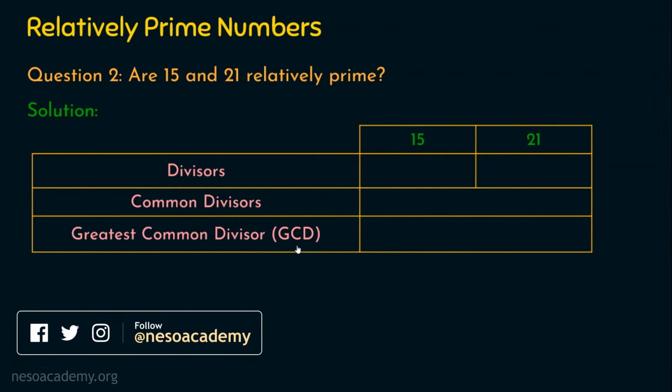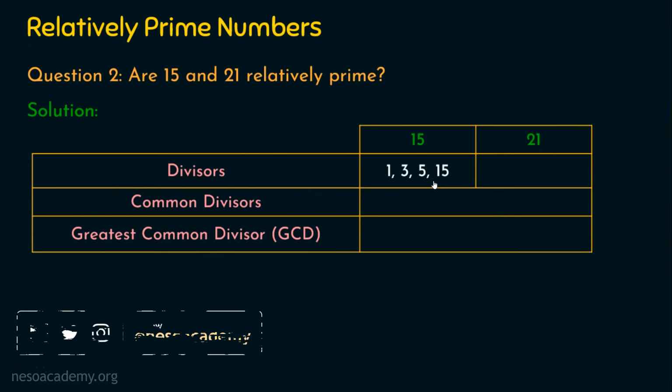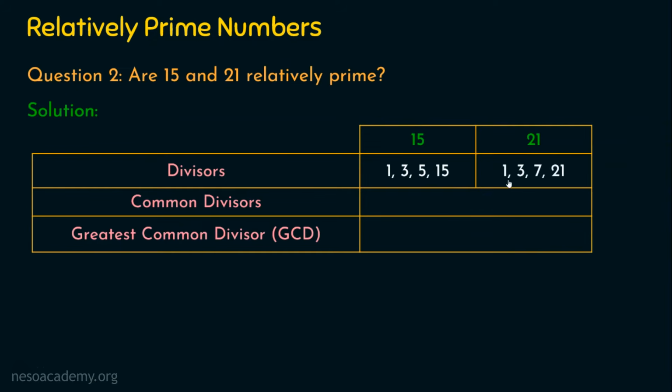We are going to find the factors for 15. The factors for 15 are 1, 3, 5 and 15. And what about the factors for 21? The factors are 1, 3, 7 and 21. I already told you factors are also referred to as divisors. So we have found out the factors for 15 and 21.